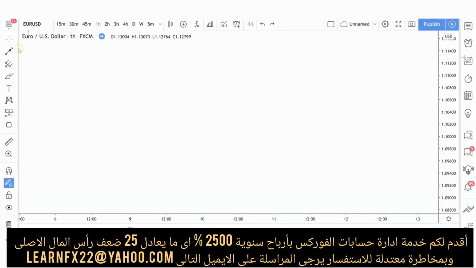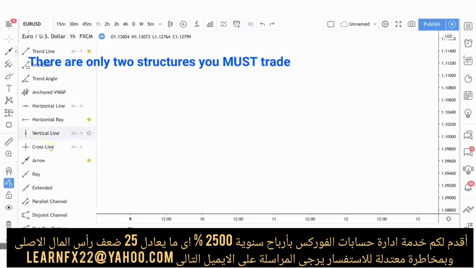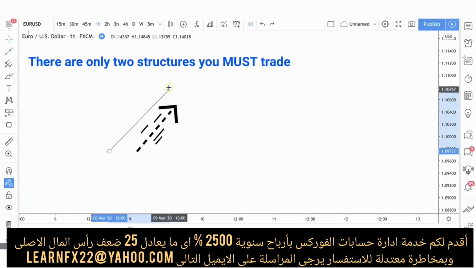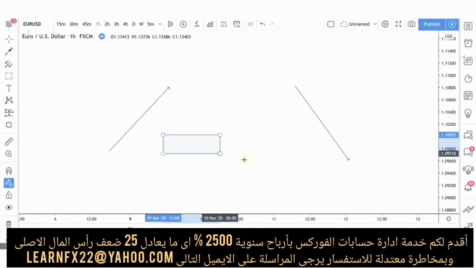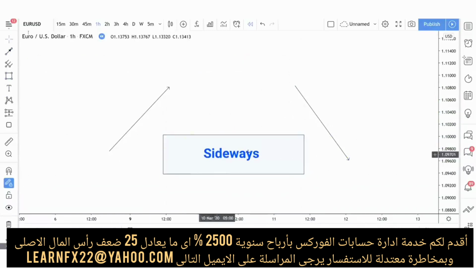Now, I want you to be aware of something. The only markets that you're going to trade is if the market is pushing to the upside or the market is pushing to the downside. If the market is moving sideways and you do not identify a clear directional bias, then guess what you're going to do? You're not going to trade in this market.